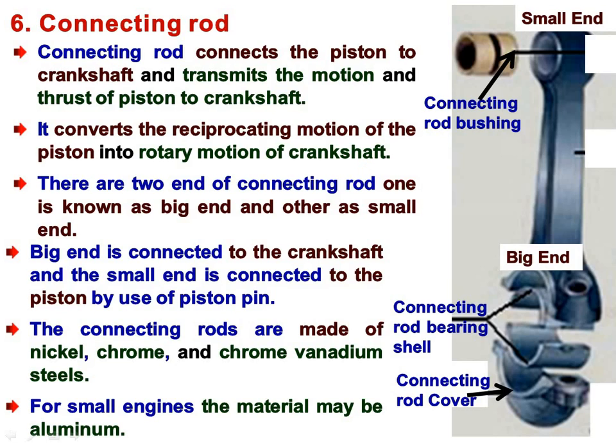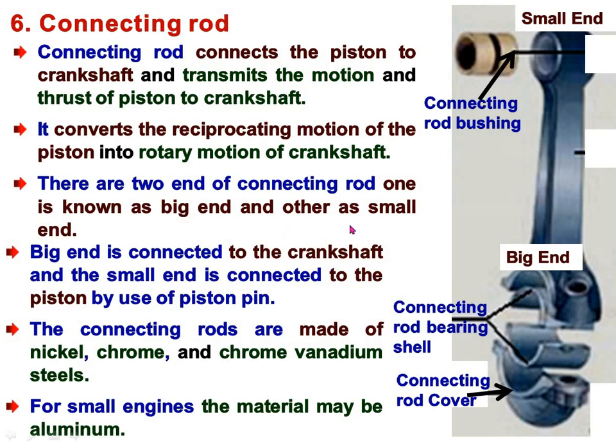Means this connecting rod converts the reciprocating motion of the piston. We know that the piston is reciprocating in the cylinder, a to and fro motion. So the piston is in reciprocating motion, but this connecting rod converts this reciprocating motion of the piston into rotary motion of the crankshaft. Means the crankshaft is rotating in rotary motion.